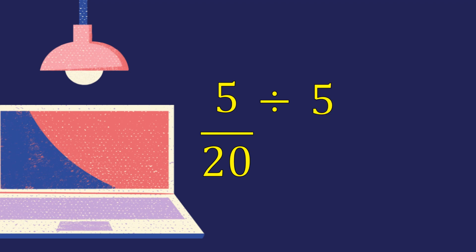Let's try to simplify 5 over 20. The greatest common factor of 5 and 20 is 5. So we divide 5 by 5 and that is equal to 1. We divide 20 by 5 and it is equal to 4. So the simplified form of 5 over 20 is 1 over 4.